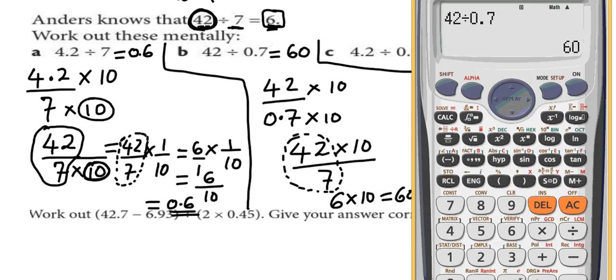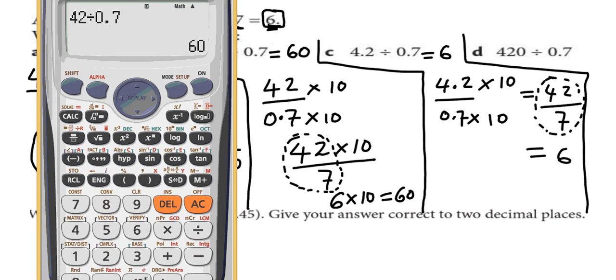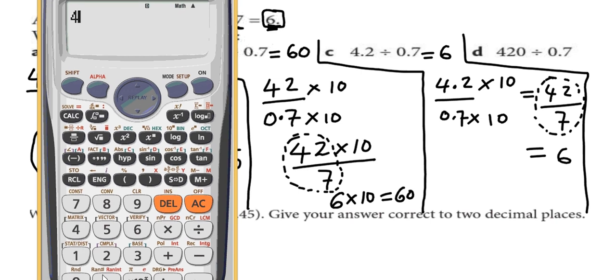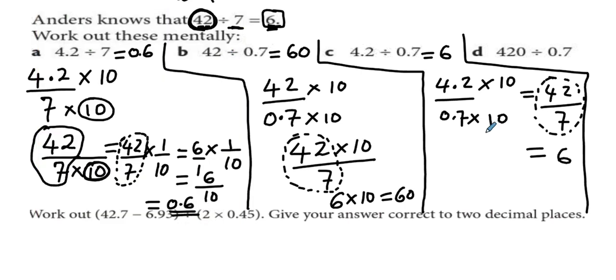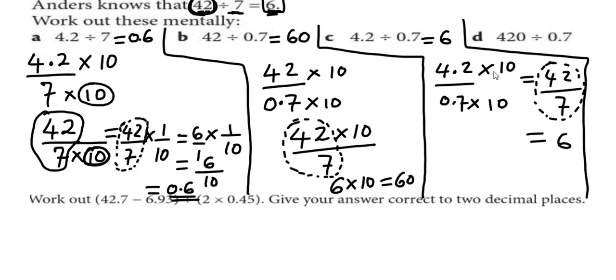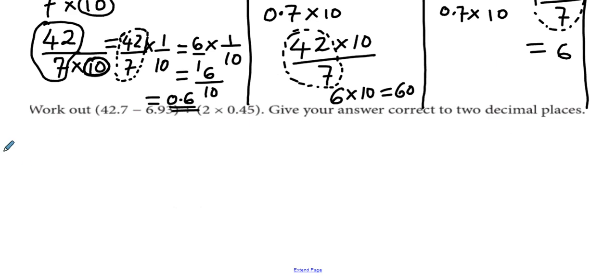You can check that using a calculator. 4.2 divided by 0.7. See that? The answer is 6. Okay, now I don't have a space for D, so what I'm going to do is do D over here. Let me delete this question for now and get a space for D.